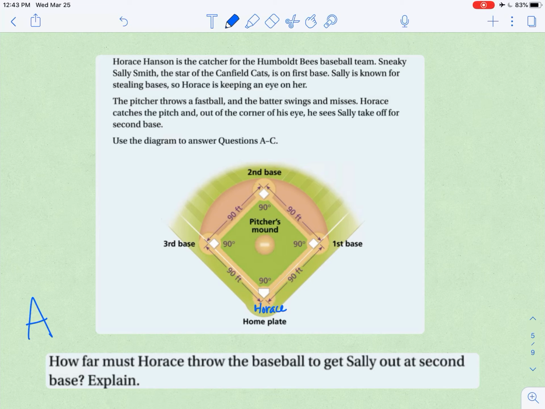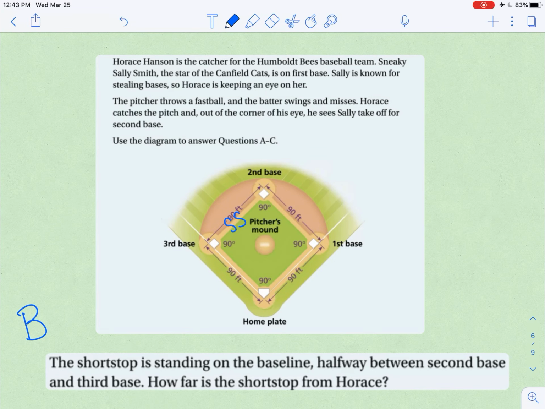Now we're going to move into the second question, question B, which is still going to be based off this same idea of Horace and Sally at this baseball game. So now let's go and read question B. Question B says, the shortstop is standing on the baseline halfway between second base and third base. How far is the shortstop from Horace?